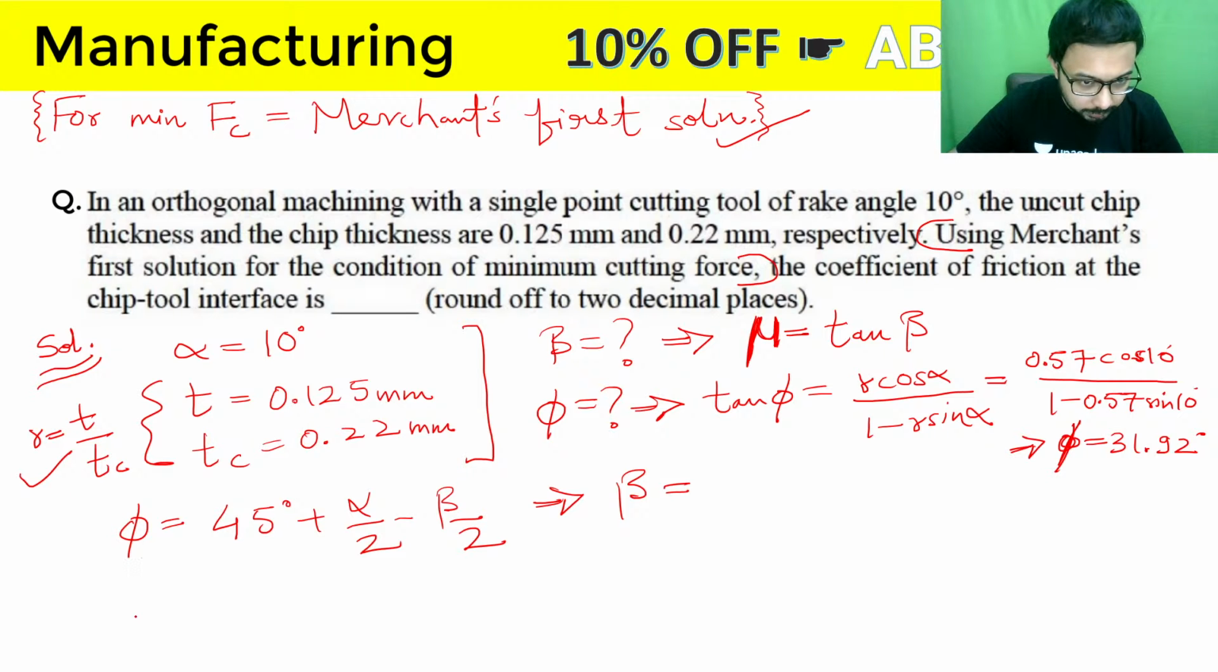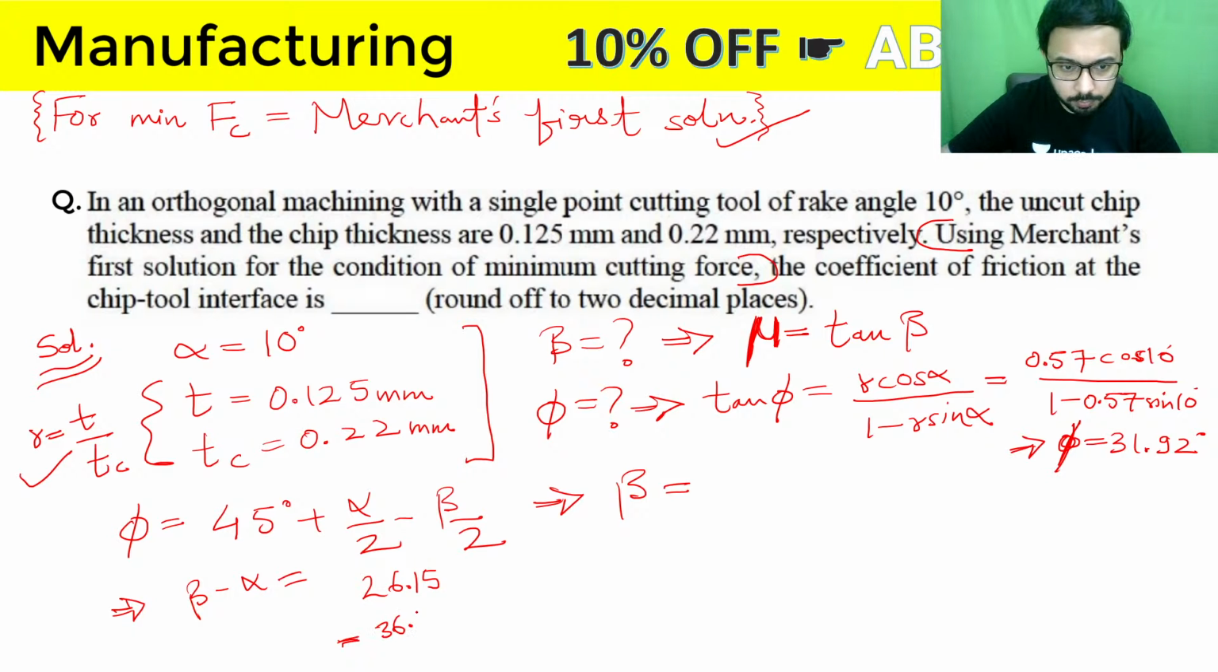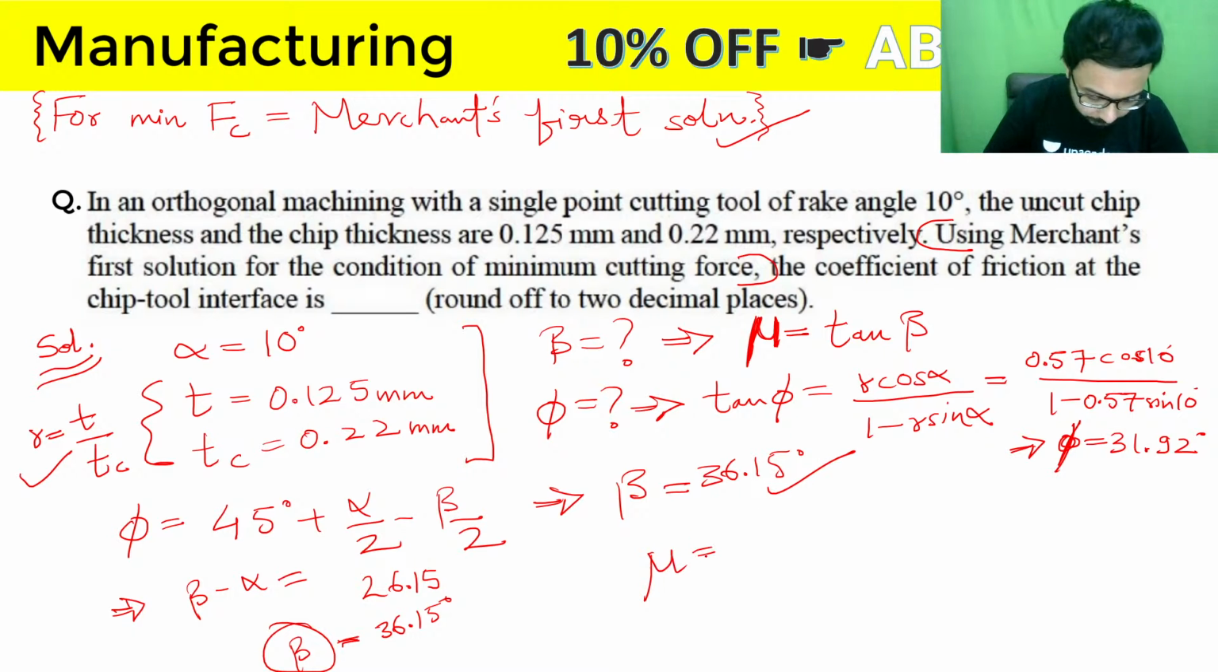now we have calculated beta minus alpha, which is equal to 26.15 degrees, and therefore beta is coming out as 36.15 degrees. So this is your beta. Here also let me write 36.15 degrees, and tan beta, therefore mu, is equal to tangent of this term, which is 0.49.